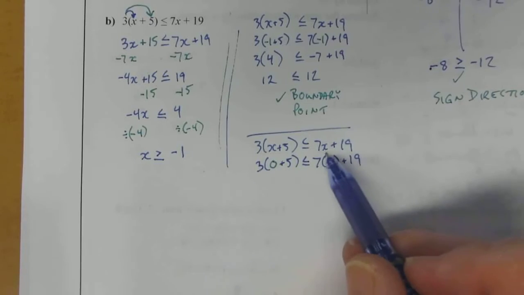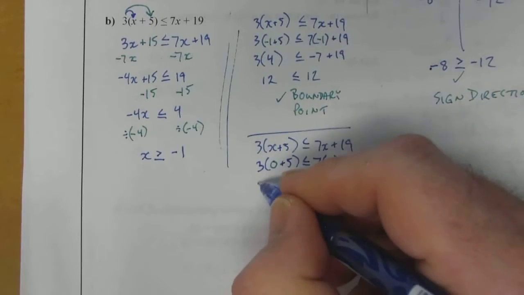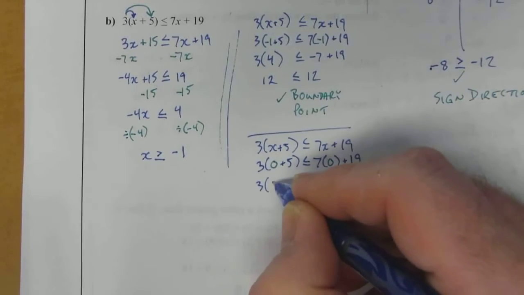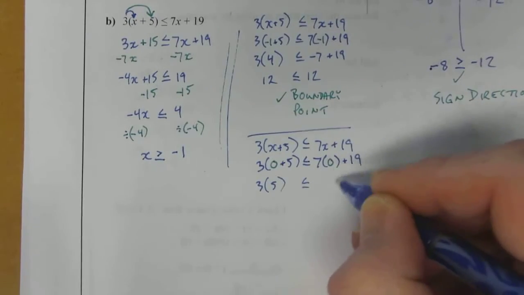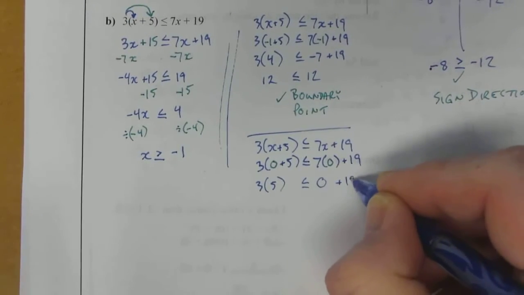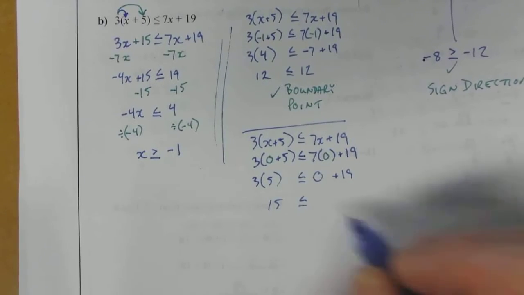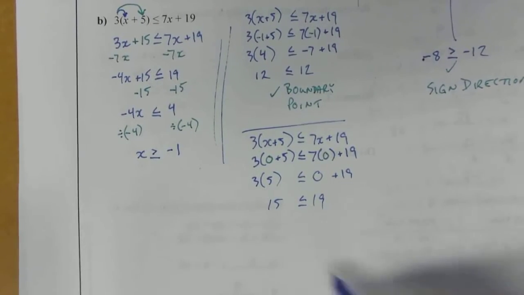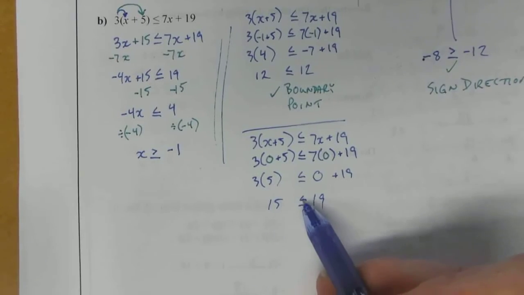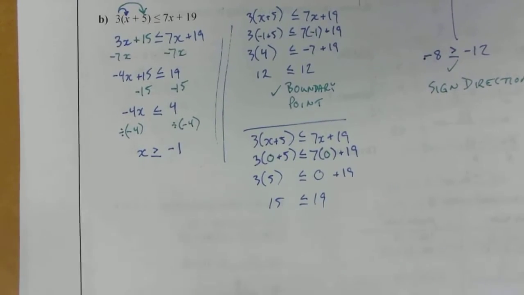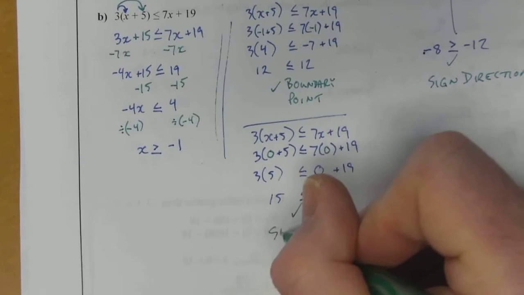Okay, so instead of x, we now have 0. Do the math. 3 times 0 plus 5 is 5. 7 times 0 is 0. So 3 times 5 is 15. Keep the sign. 0 plus 19. Okay, so 15 is less than or equal to 19. So we have confirmed the sign direction.